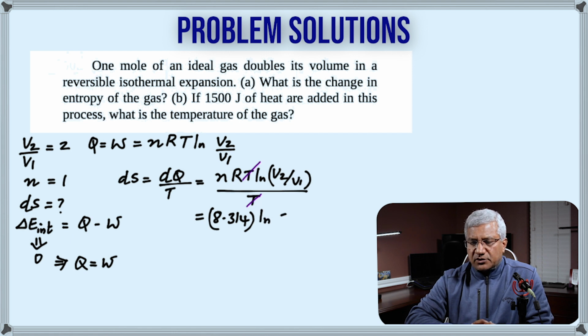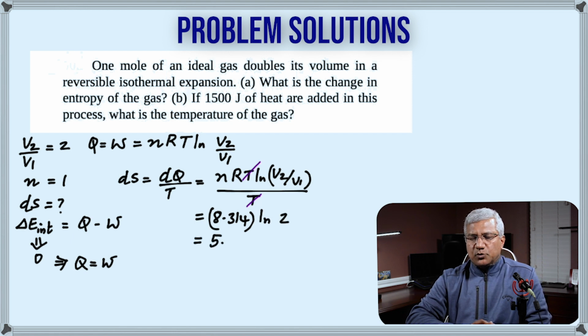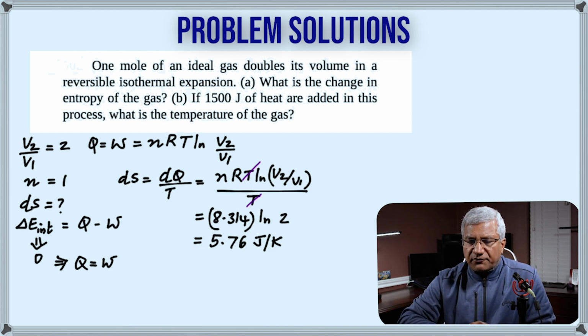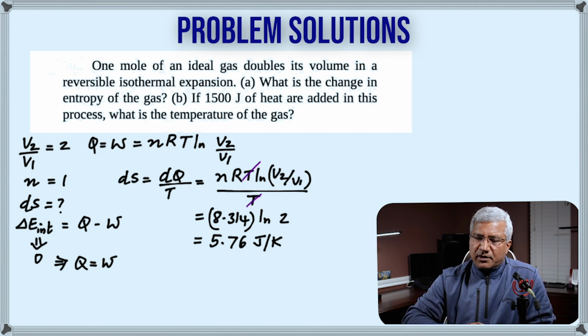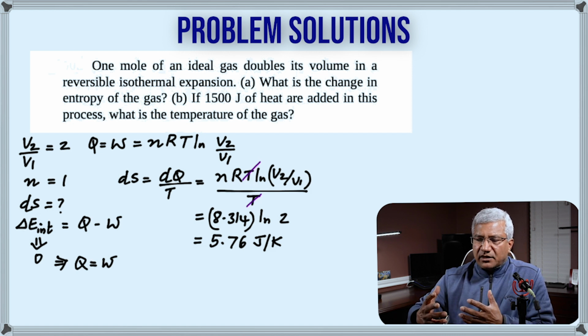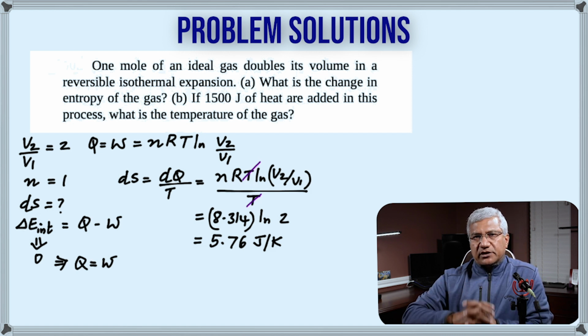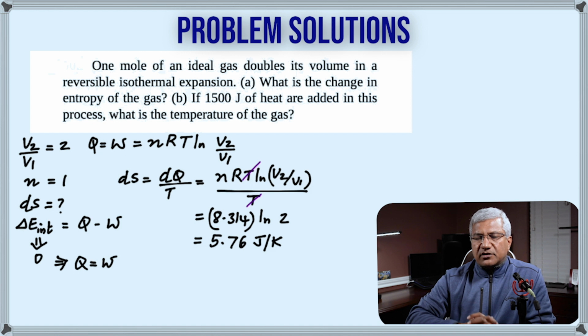So then we get 8.314 times natural log of 2, which gives 5.76 joule per Kelvin. Okay, now the B part. If 1500 joules of heat are added in this process, what is the temperature of the gas? So when the gas is expanding, heat was also given to it, which is 1500 joules. Now we've got to find the temperature of the gas. Let's do it.